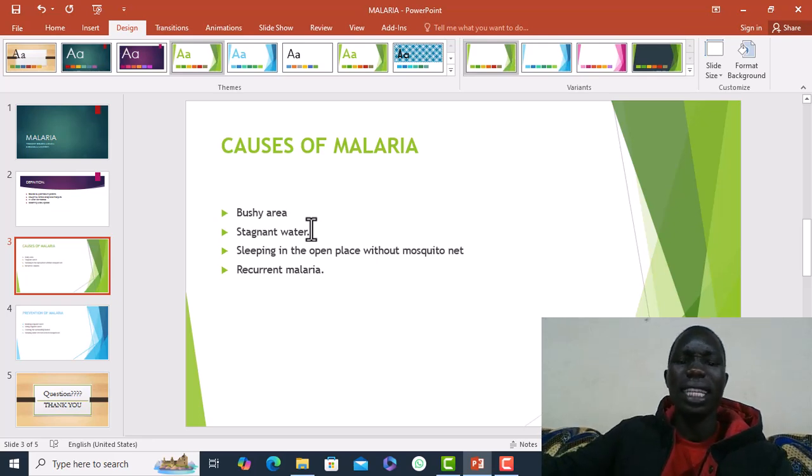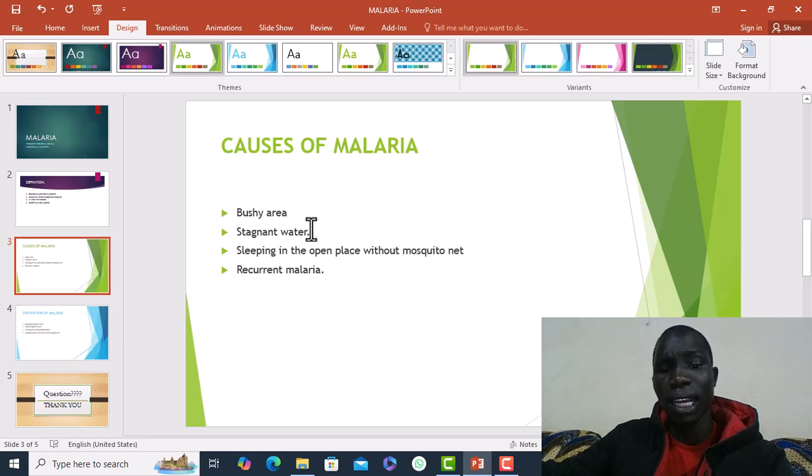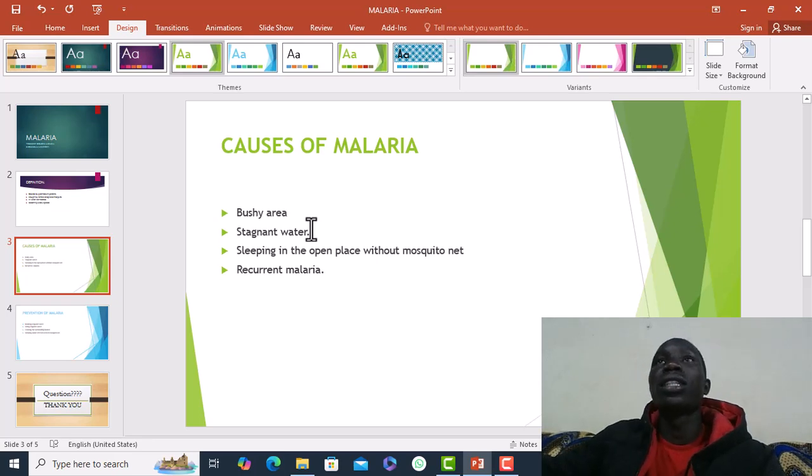Some of the symptoms are fever, joint pain, and general body weakness. Other people also end up vomiting.